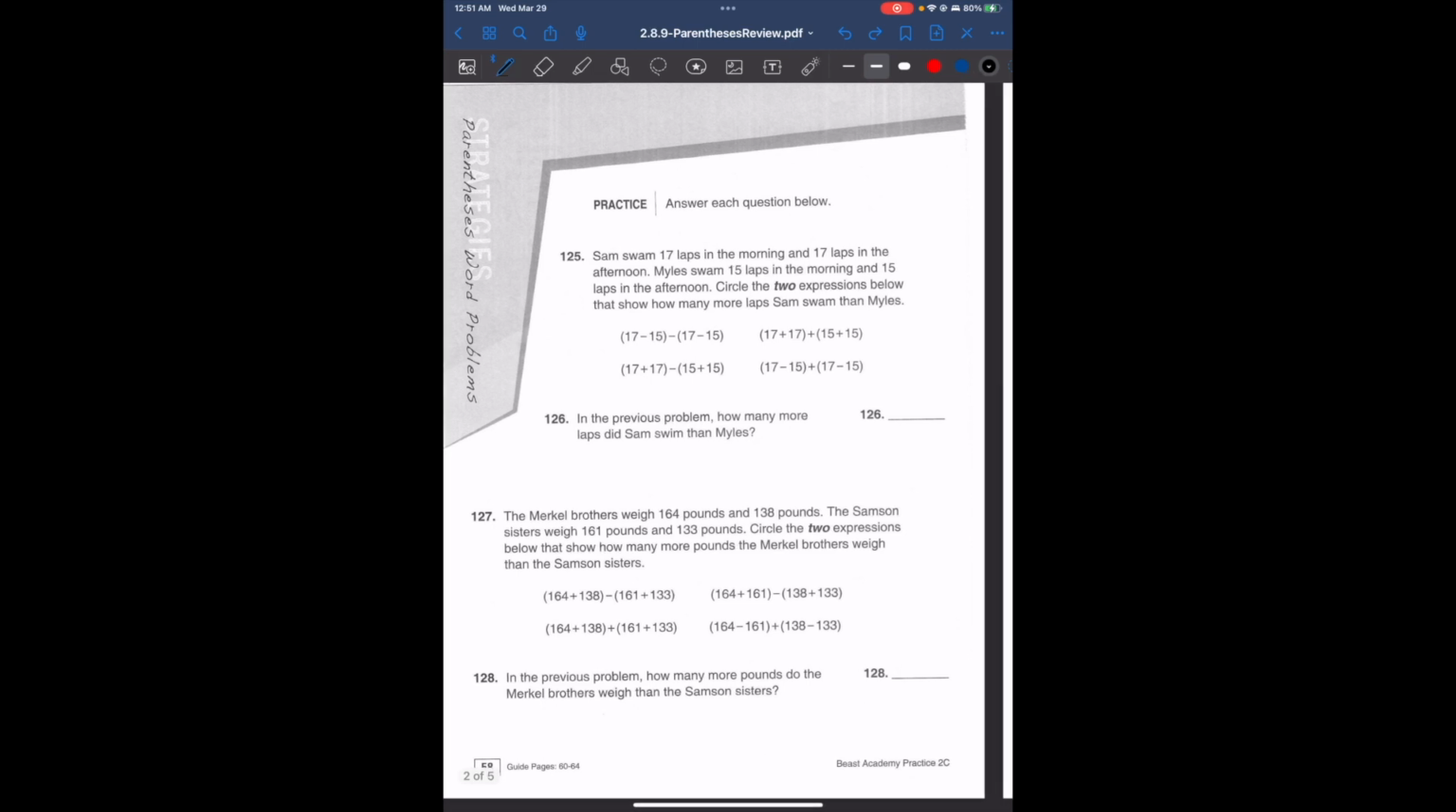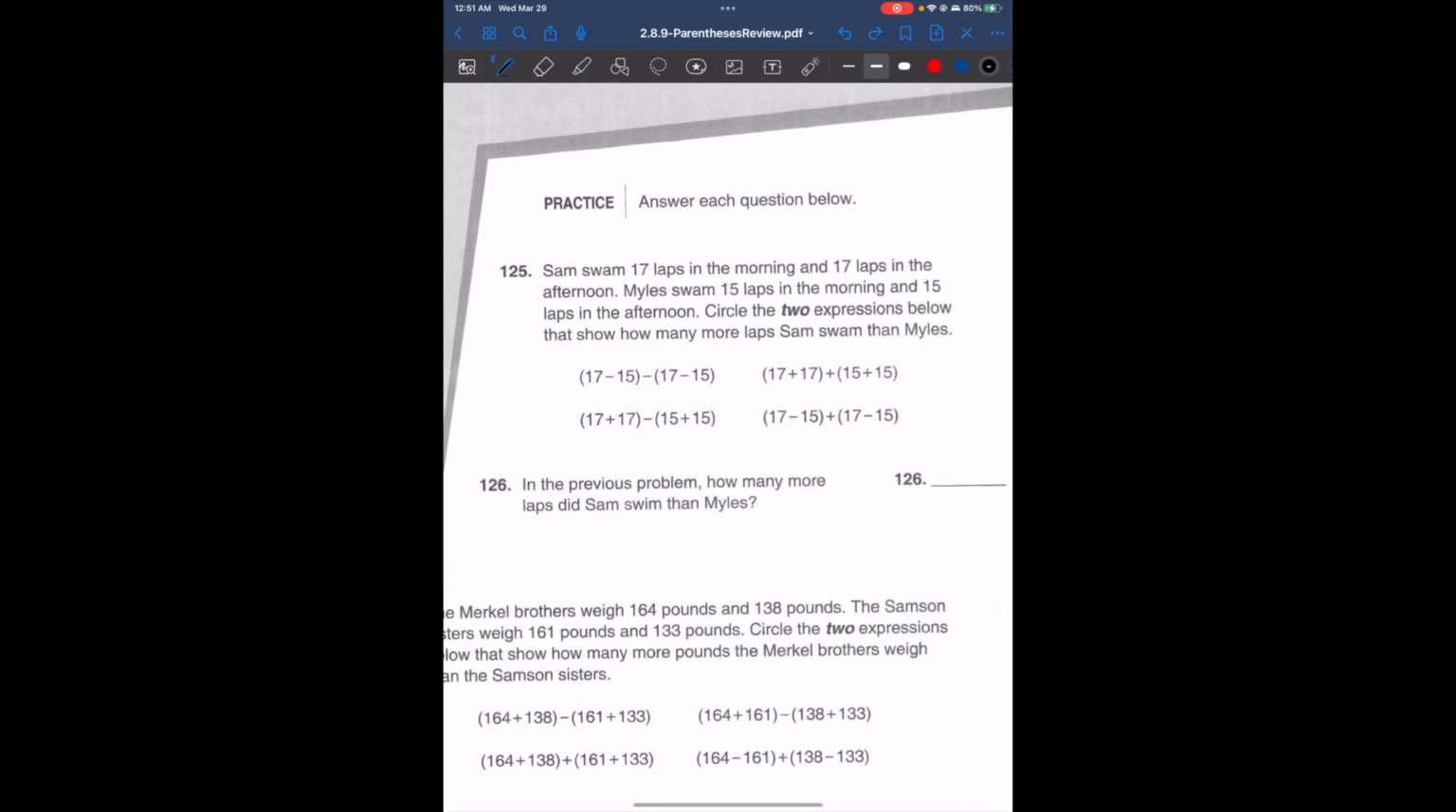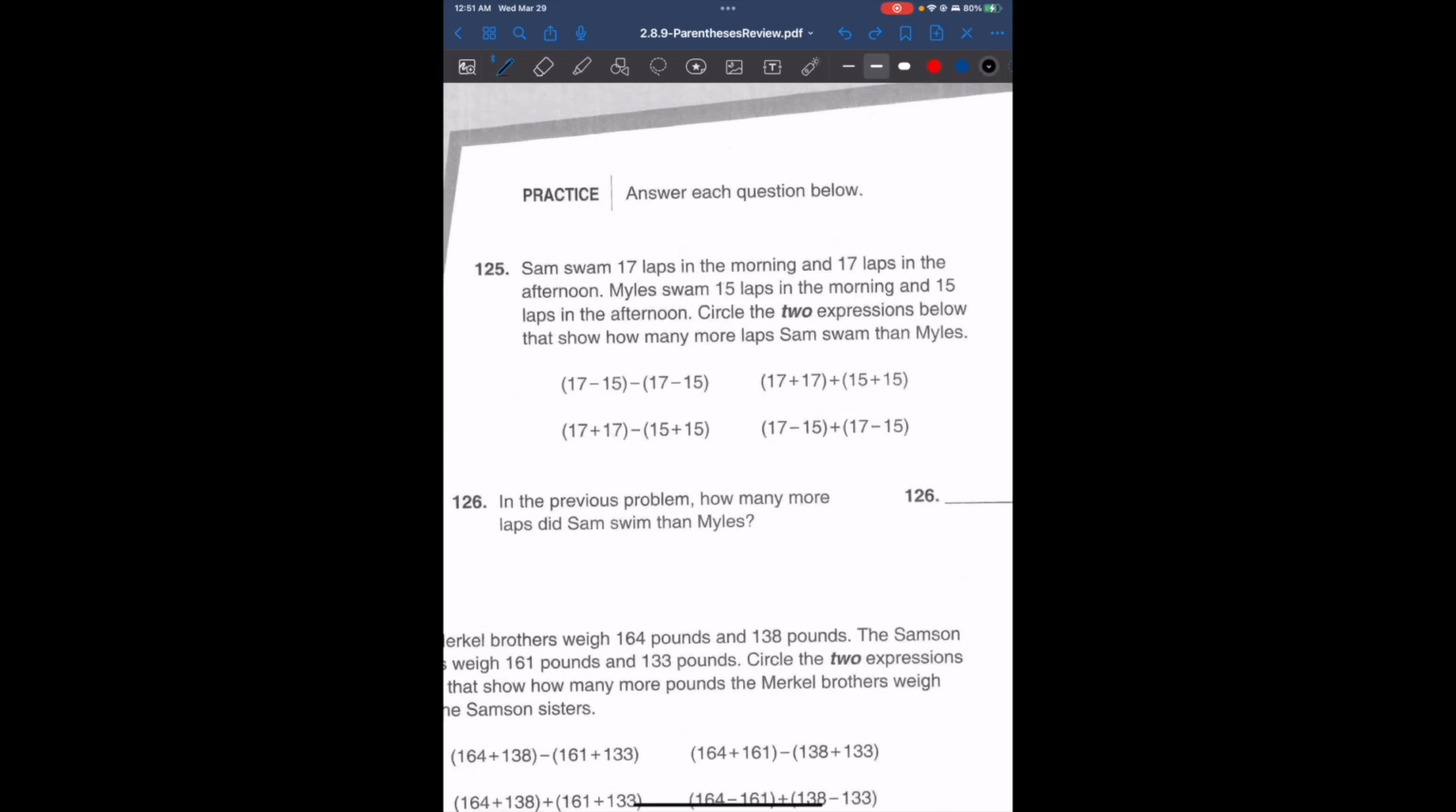So now we're going to move on to the next page. And so we have practice 125. Sam swam 17 laps in the morning and 17 laps in the afternoon. Miles swam 15 laps in the morning and 15 laps in the afternoon. Circle the two expressions below that show how many more laps Sam swam than Miles.